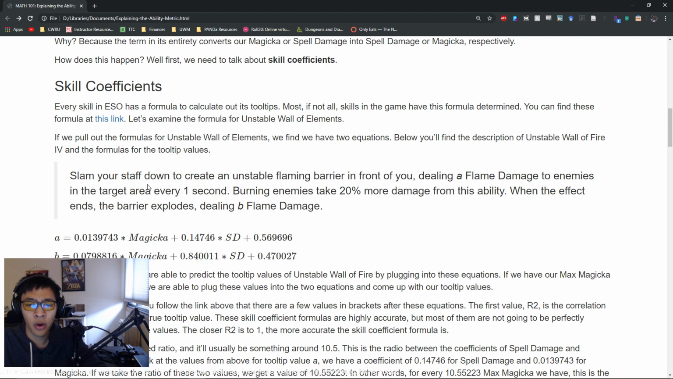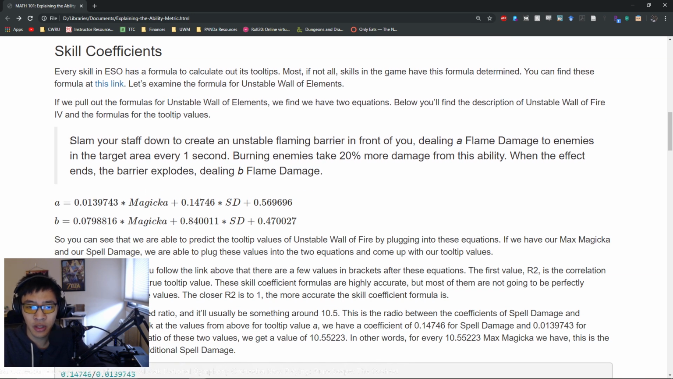So first, let's take a look at the formula for unstable wall of elements. This is the description that you'll find on that UESP website. You slam your staff down to yada yada yada, and you will deal, in this case, a certain value of flame damage. You have some extra effects here, and then when the wall explodes, you deal another value of flame damage here. In this instance, this first value, which we're calling A, is called $1 here on the website, and is equal to this formula. Now, this is an approximation, so if you plug in your magicka and spell damage, it's not going to match up exactly with what's in game, but it's a pretty close approximation to what's going on here.